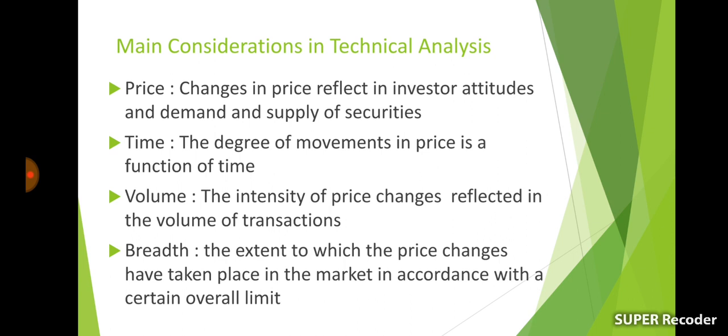And the second aspect is time. The degree of movement in price is a function of time. Then the third aspect is volume. The intensity of price changes is reflected in the volume of transactions. That means the number of trading transactions. Okay. Then the next factor is breadth. The extent to which the price changes have taken place in the market. That is what is meant by breadth.